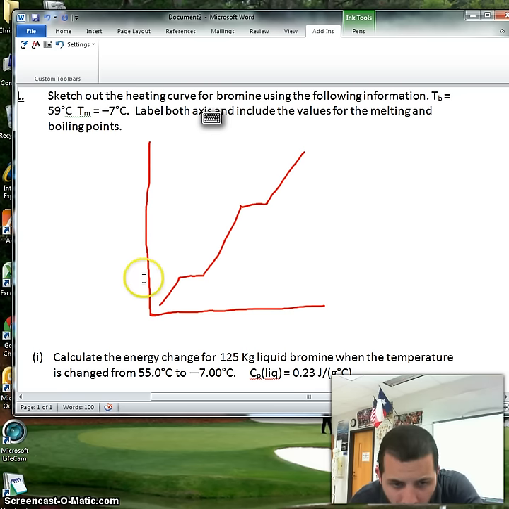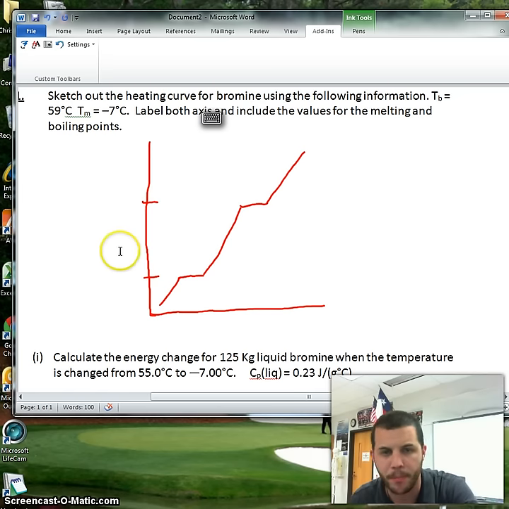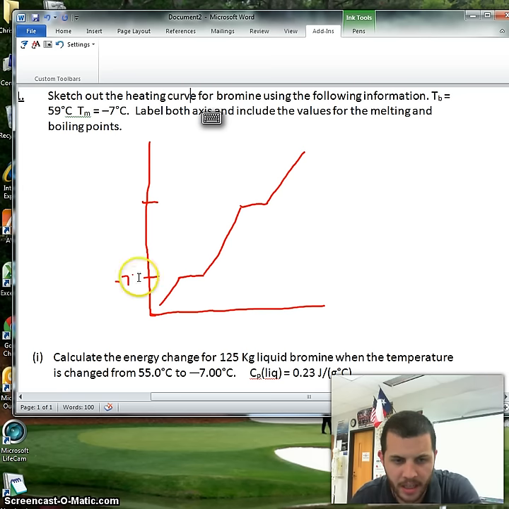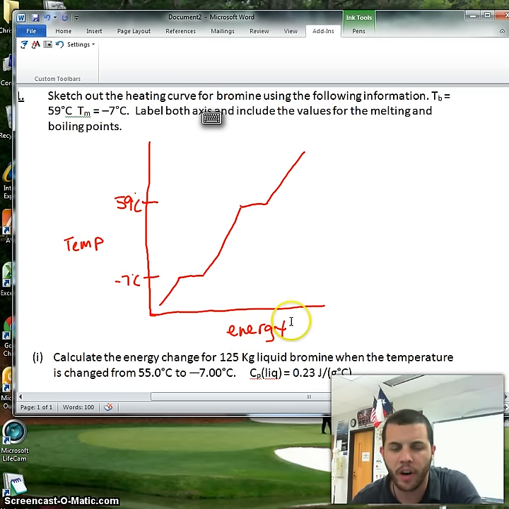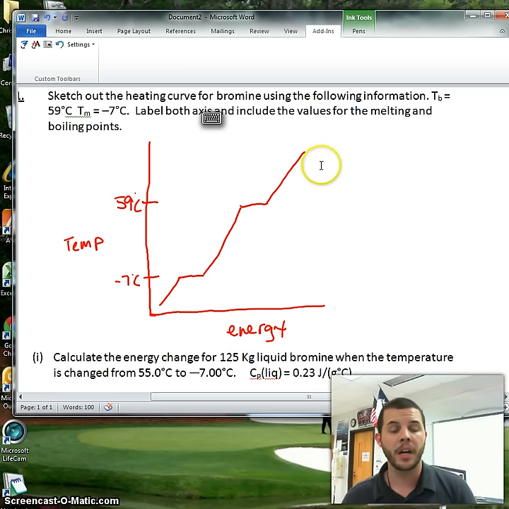So now I also need to be sure I include my melting point and my boiling point. And it tells me right here that my melting point, my T sub M, is -7 degrees Celsius. And it also tells me that my boiling point is 59 degrees Celsius. So as long as we know that this is our temperature and this is our energy, then we are good to go as far as making this a proper energy diagram.